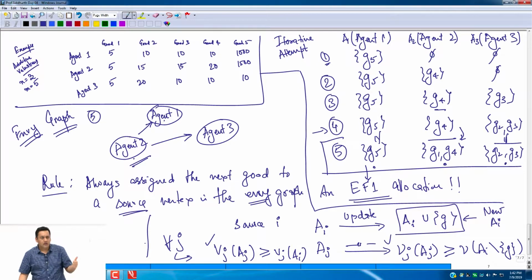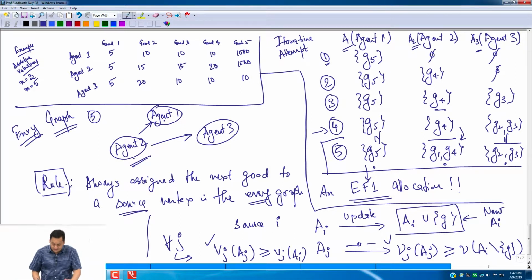Initially I started with an empty allocation, so everyone had just the empty set, these A_i corresponding to all agents were empty, so that's envy-free and hence EF1. What we are going to do is maintain this property inductively. We are going to maintain it as an invariant, and this rule that I just outlined accomplishes this task, and let's go over it one more time to hammer it in.